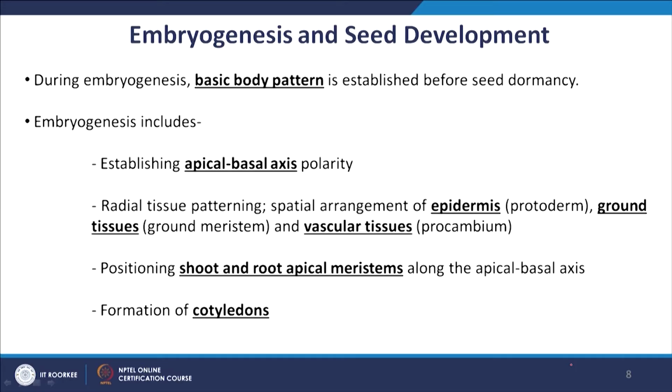Number two, radial tissue patterning occurs, through the spatial organization of the tissues, particularly epidermis, ground tissue and vascular tissues. Third important thing that happens is the positioning of the shoot and root apical meristem along the apical-basal axis, and finally there is the formation of cotyledons.